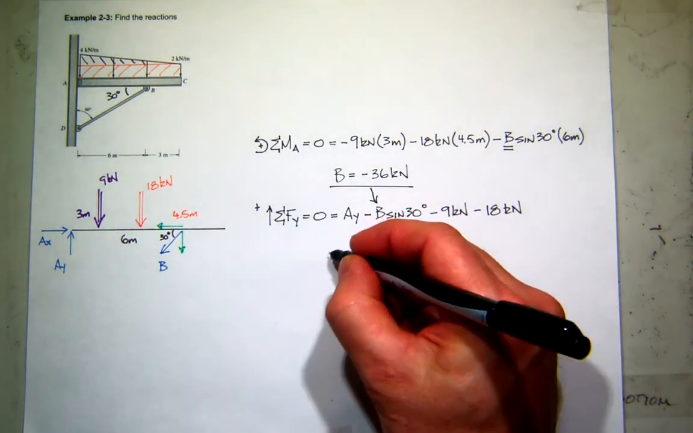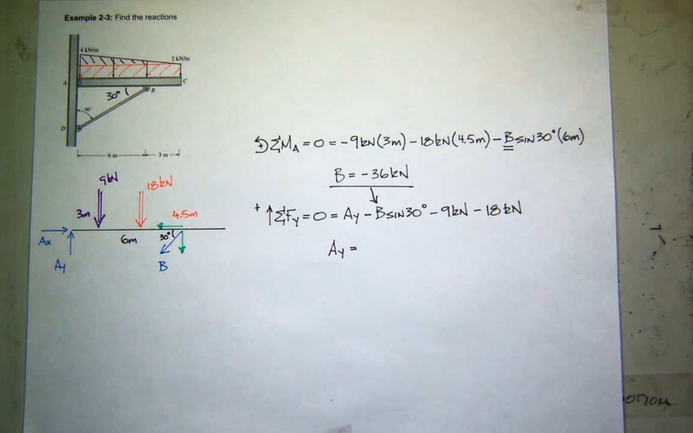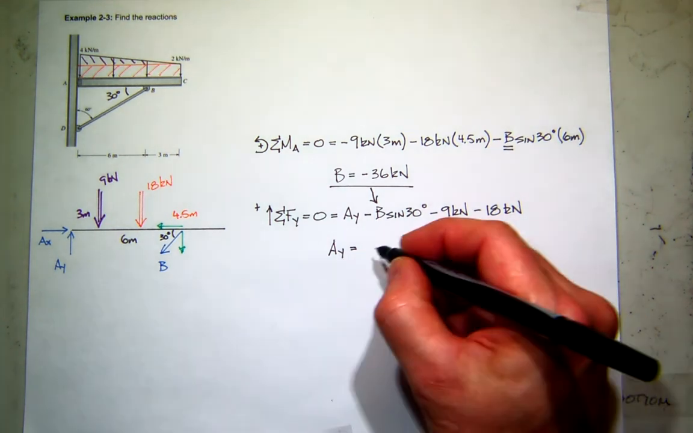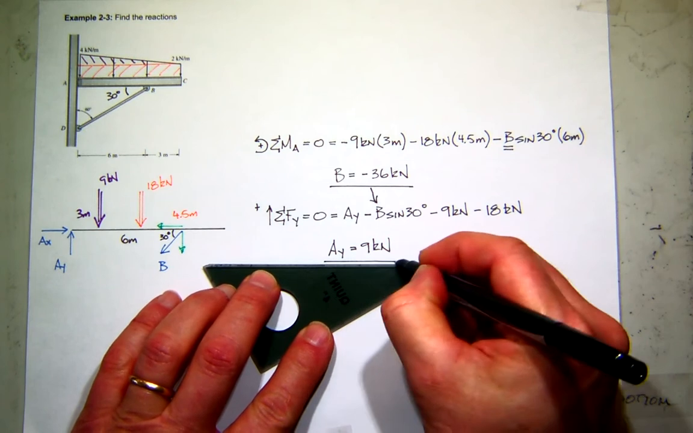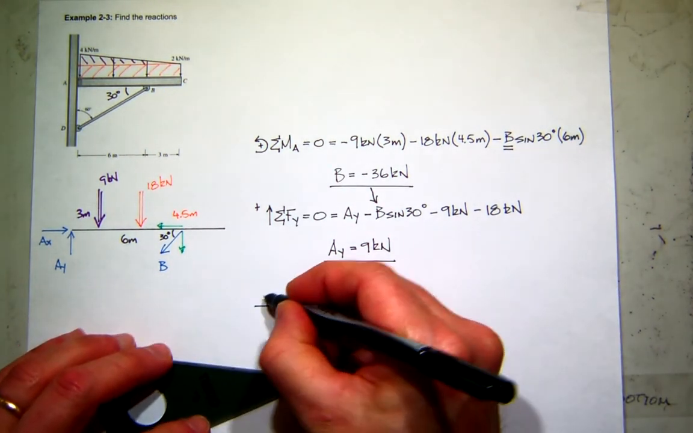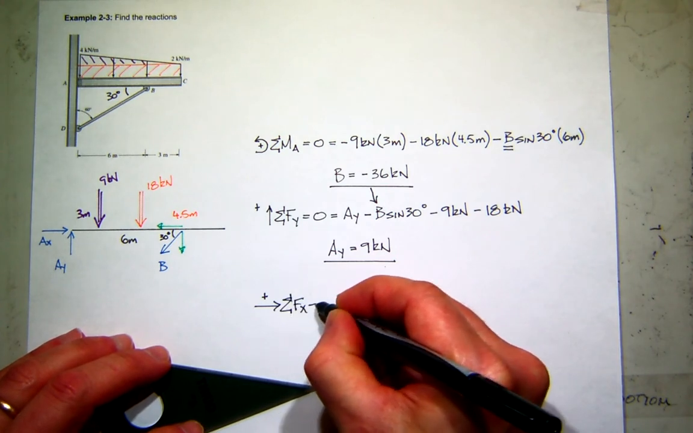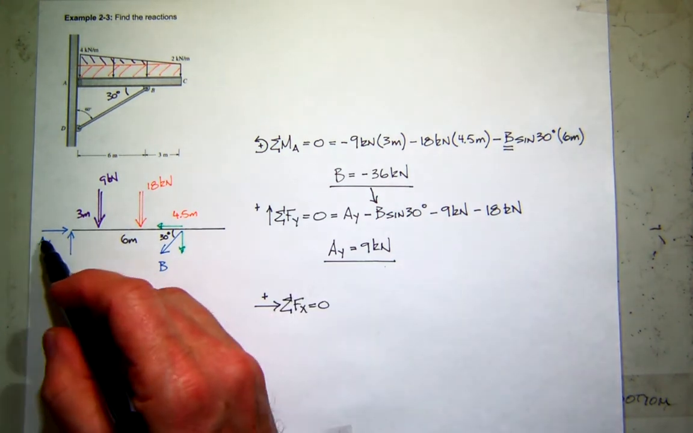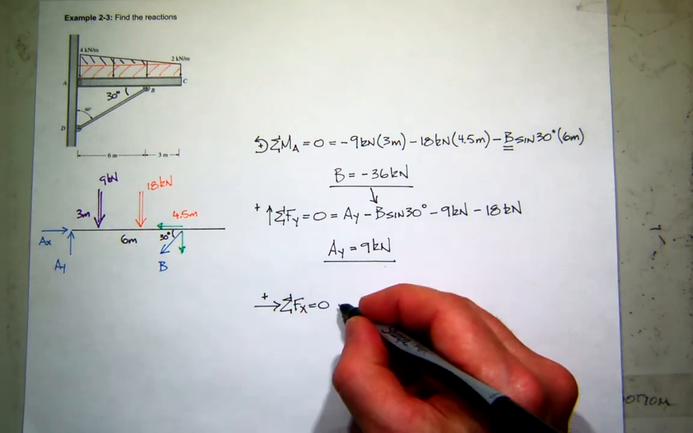When I solve for AY, what do you get? 9. Anybody else get 9? You say yes, Mr. Jafari? So that's 9 positive? Yes, sir. Excellent. And then last, we'll tidy it up by summing forces in the X direction. I'll assume to the right is positive. So AX is to the right, so that's positive.